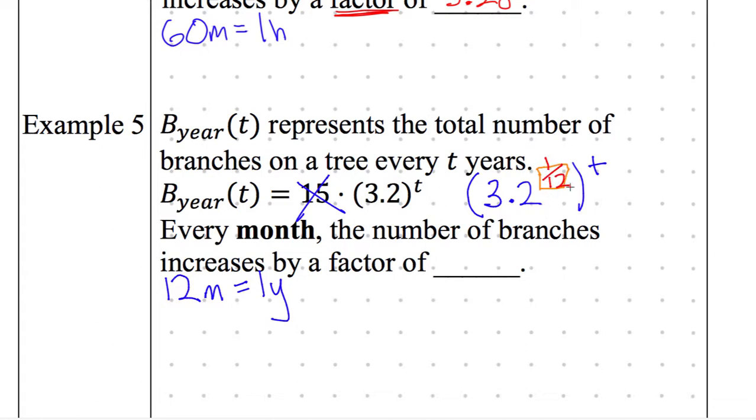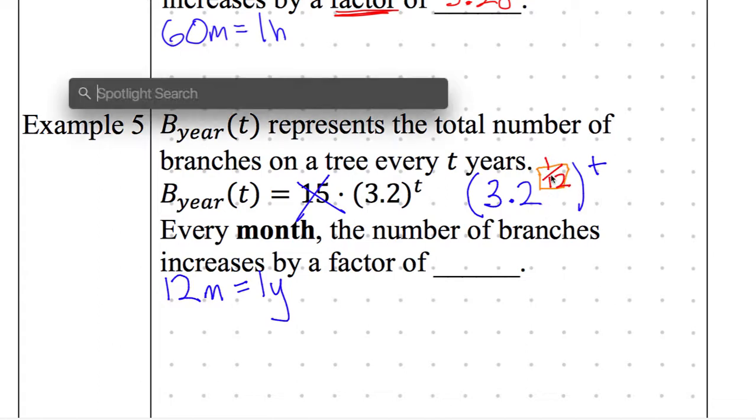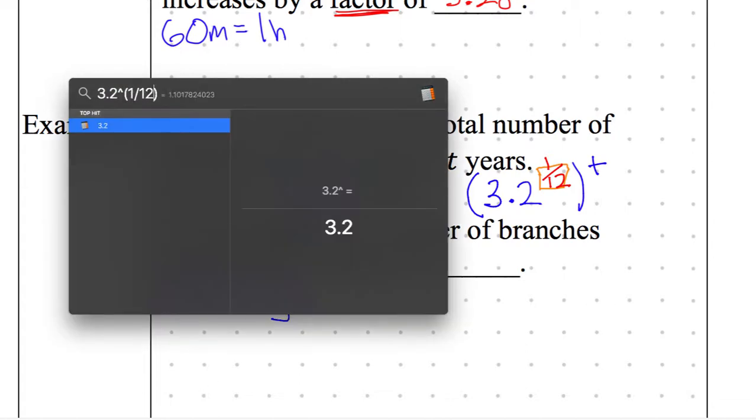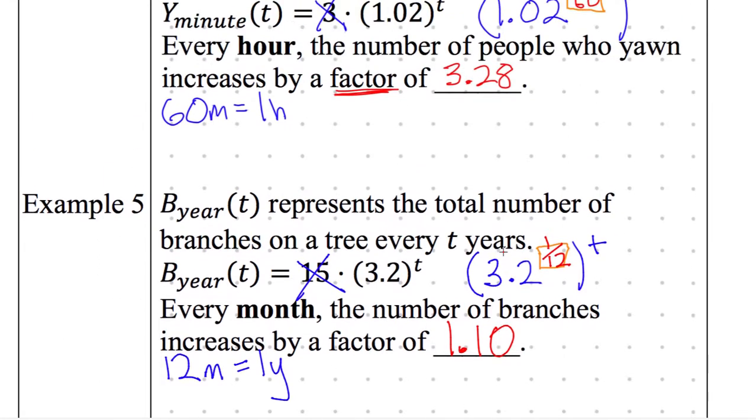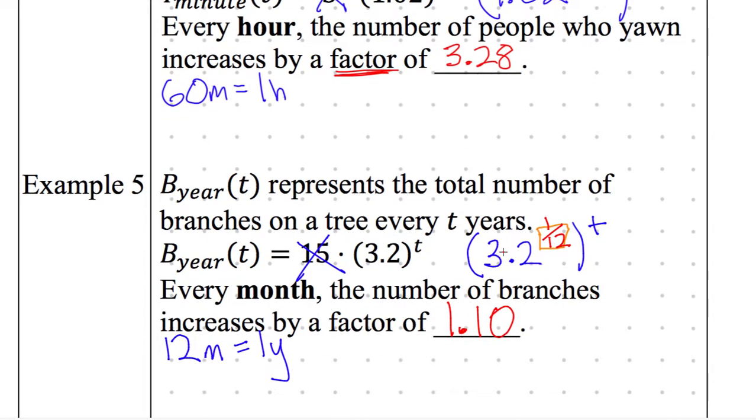I need to somehow enter this into my calculator. Again, I can just do 3.2 to the power of, in parentheses, 1 divided by 12, and I get 1.10. 1.10. Done. Almost. All right. Go ahead and write your summaries after you finish copying down those notes. And I think the Khan assignment is already up.